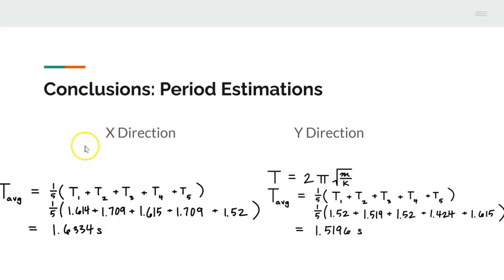And then for period estimations, if you calculate the period in the x direction and the y direction, you get different period values, and this would in turn cause different spring constant values, which would mean that doing the period calculations in different directions would lead to different values.